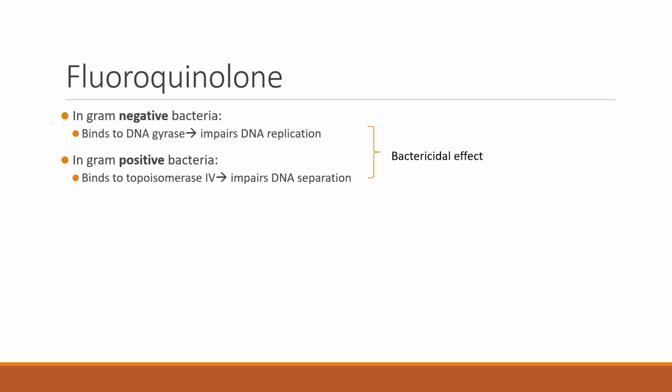And then the quinolones, which are funny in different bacteria. When targeting gram-negative bacteria, they bind to DNA gyrase and then impair DNA replication. In gram-positive bacteria, they bind to topoisomerase IV and then impair DNA separation. But at the end of the day, they are going to cause bacterial cell death, which is killing the bacteria. Just a simple explanation for the mechanism of these antibiotics.